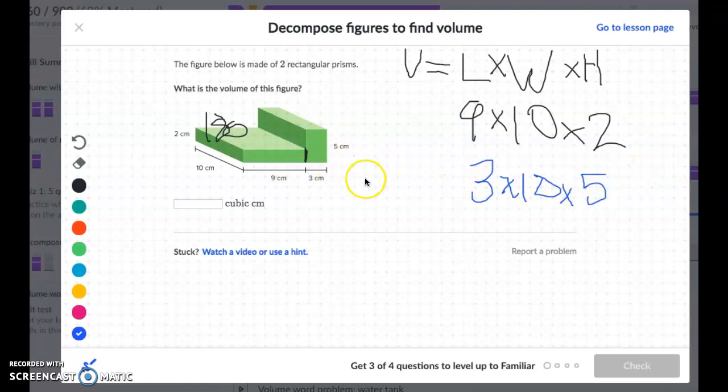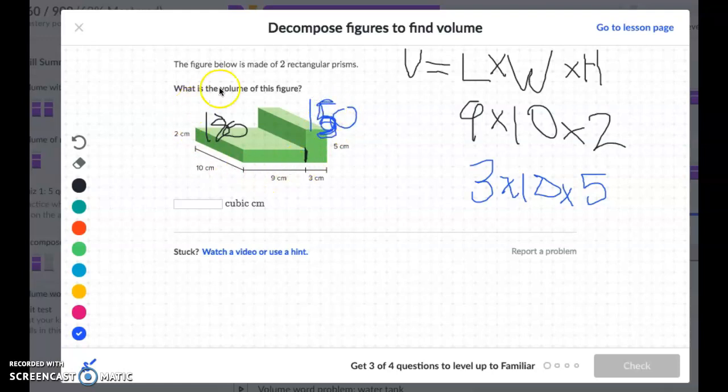So my volume for the second shape is going to be 3 times 10, which is 30, times 5. To do 30 times 5, I'm going to do 3 times 5, which is 15, and add a 0. So my volume of this shape is 150. I know it got sloppy, but it's 150.